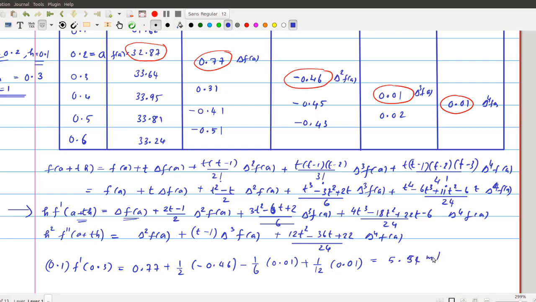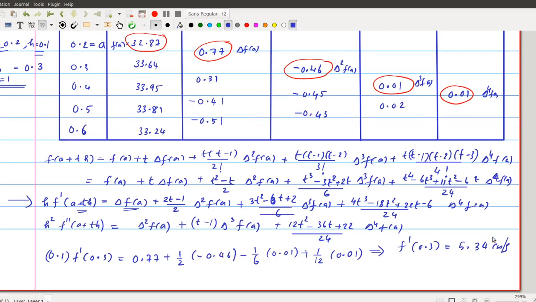So the velocity will be 5.34 centimeter per second. So this is the value. This implies velocity, we write it like this: by simplifying this you can write f dash of 0.3 is equal to 5.34 cm per second. Okay, so this is the way we evaluate the velocity.